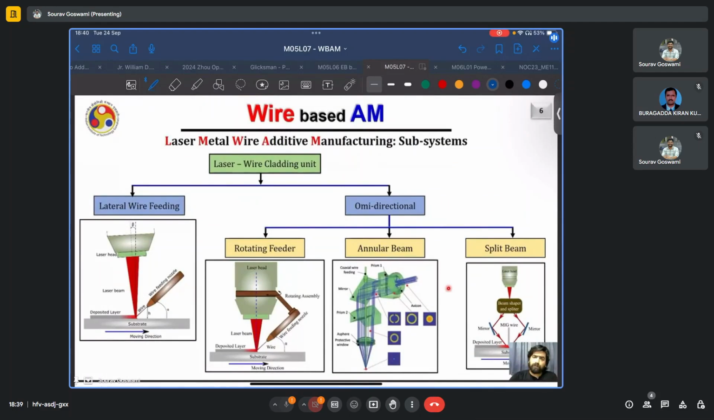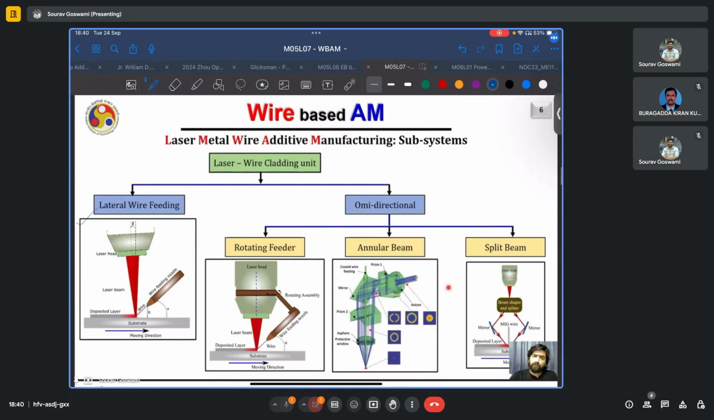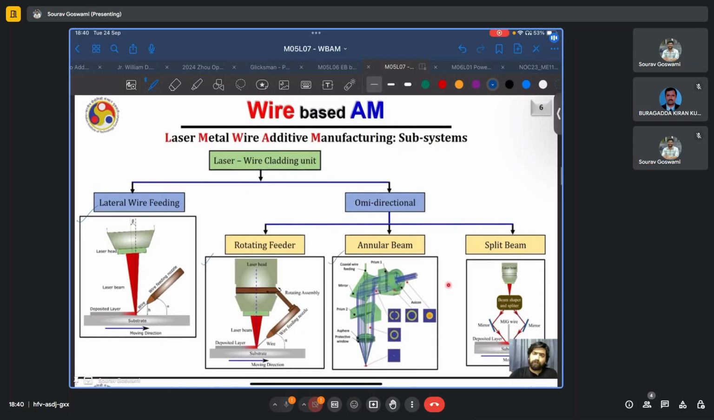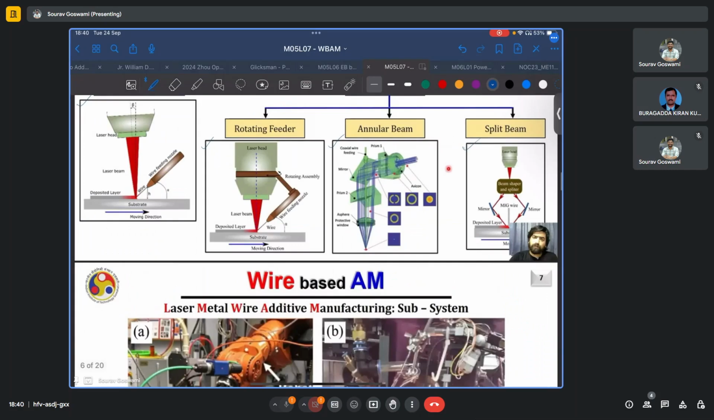Now, typically, a laser wire cladding unit can either be omnidirectional or direction biased or unidirectional. In the cases where lateral wire feeding is used, such as shown here on the left, the omnidirectionality is lost because, as we can very well see, depending on the change in traverse direction of the laser deposition head, the type of feeding can be front feeding, back feeding, or either side feeding. Whereas for the omnidirectional case, certain explored and commercial designs are already shown here. One is a rotating feeder type design, one is this annular beam, and one is the slit beam type of design.